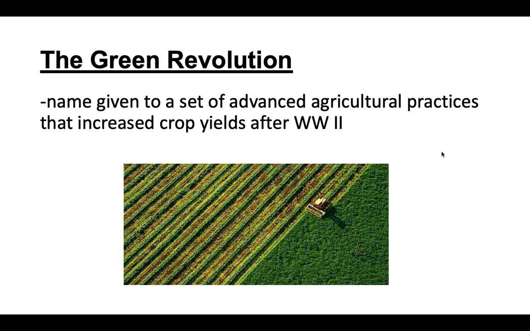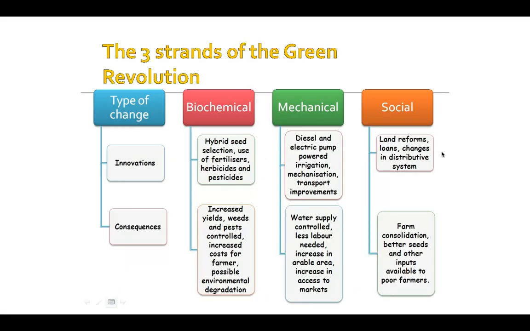But it's a name that was given to a set of advanced agricultural practices that really, really highly increased crop yields after World War II. And so what they mean by that, crop yields, it increased the amount of successful crops they were getting from each growing season. And there's 3 different strands that we can break this down into. You've got 2 different types of change that occurred. You've got the innovations, and then you've got the consequences.